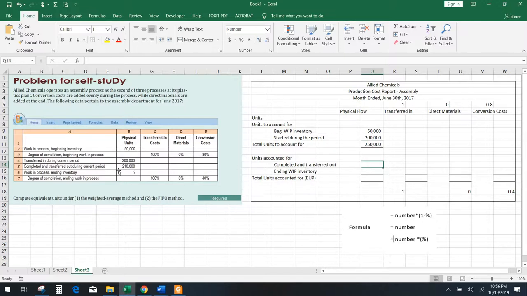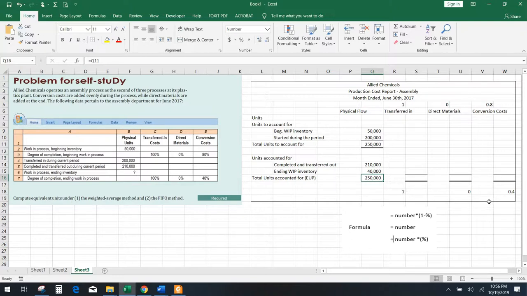Now, completed and transferred out is given to us, 210,000. And the ending inventory, we don't know, but we know this has to equal this. So we can just say this equals this minus this, and that's 40,000.